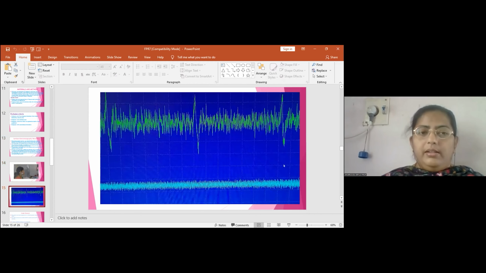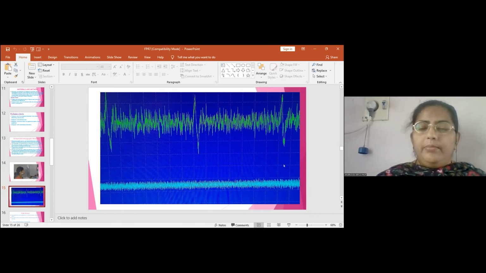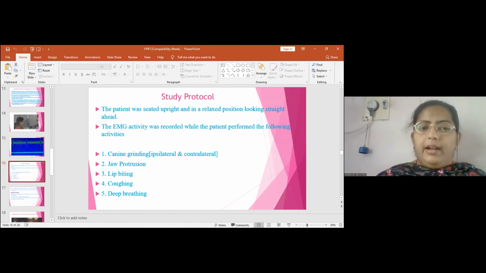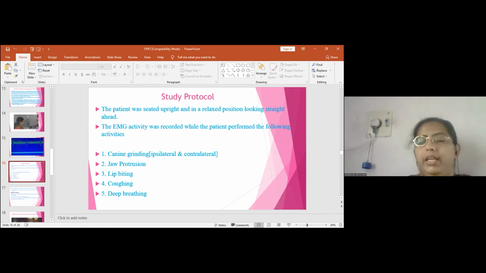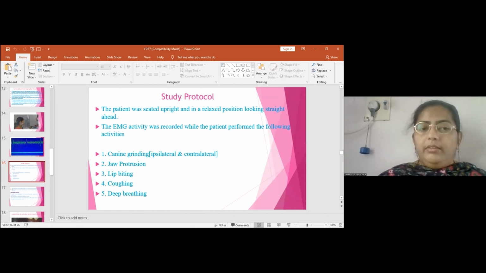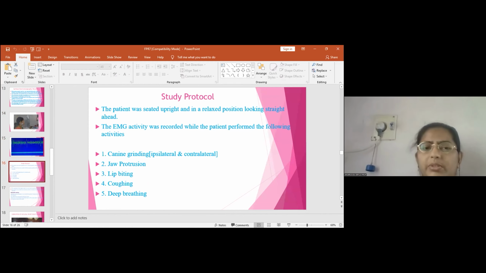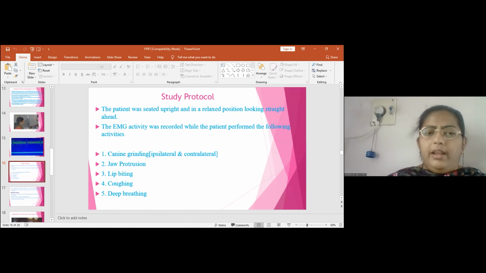And these were the signals that were obtained. So we can see the MUP trains, motor unit potential trains, that are obtained during each physical activity. You can see in this slide the activities which are listed. So one is canine grinding.